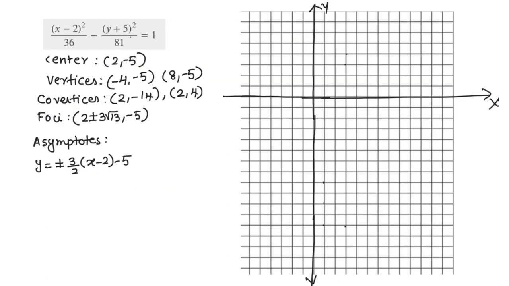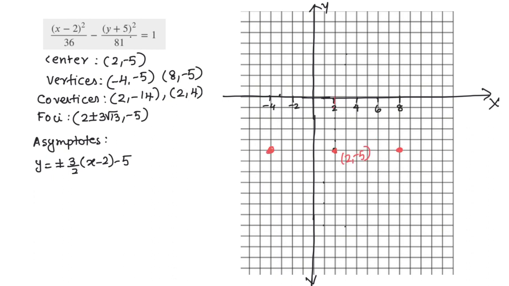Now let's graph this. This is the x-axis, y-axis. This is 0, 0. We need to plot the center of the hyperbola. That center is at 2, negative 5. So starting from here, measure 2 units right, 5 units down. So 1, 2, 3, 4, 5. So that is the center. So write down the coordinate of that, 2, negative 5.